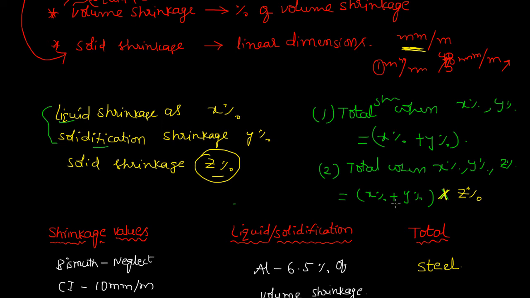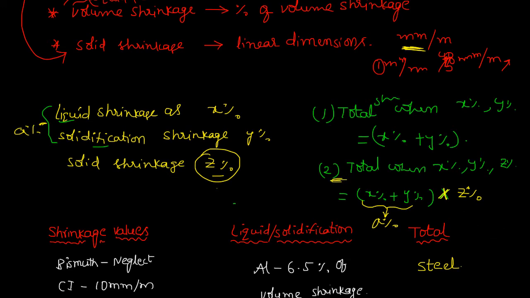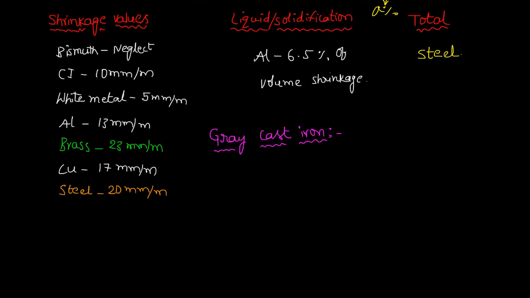Sometimes examiner directly gives these two as some, let us say, A%. Examiner may give directly as A% for the combined result. Then you do A% times Z%. That is the total shrinkage associated with the pattern, right? Here are the sum of the values of the pattern shrinkages.